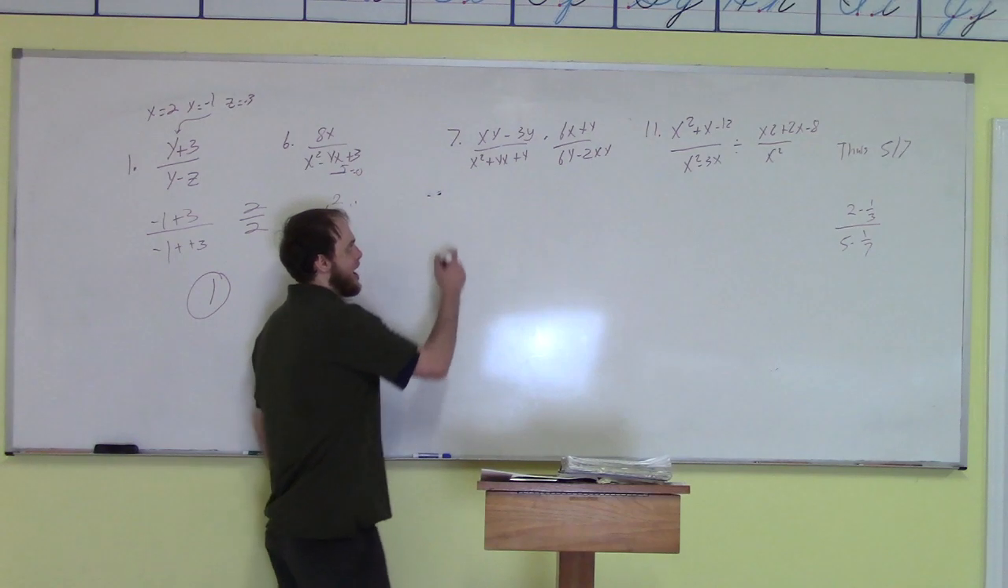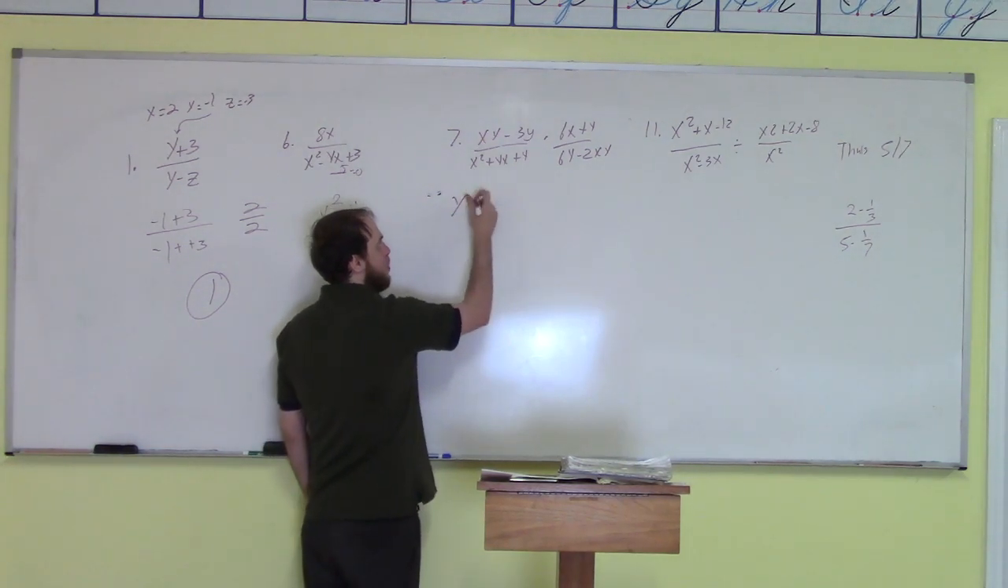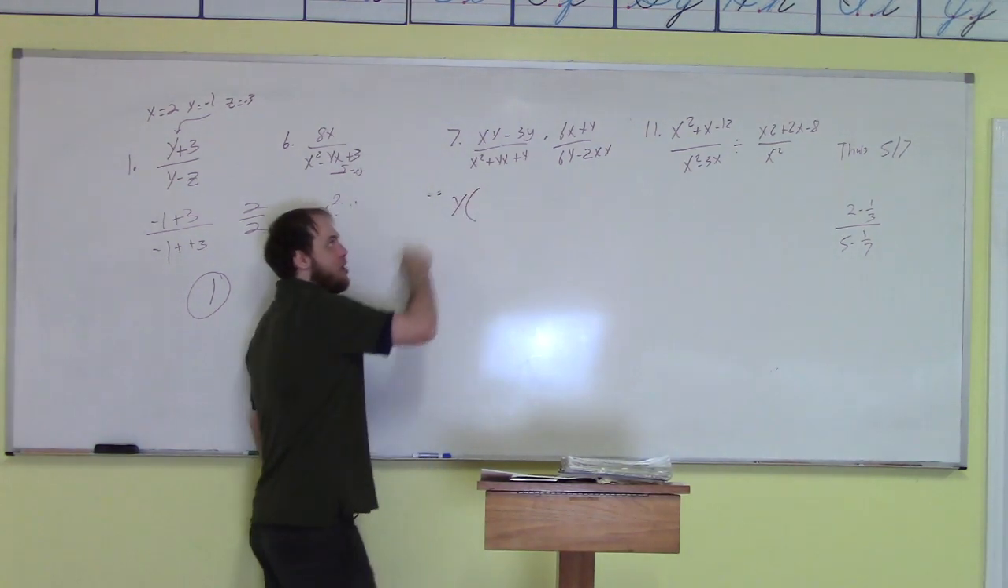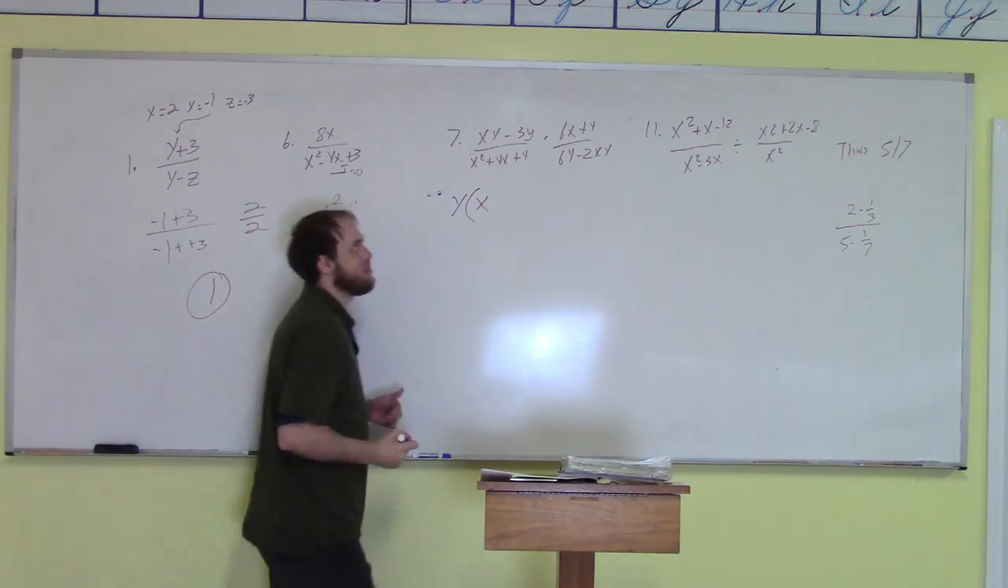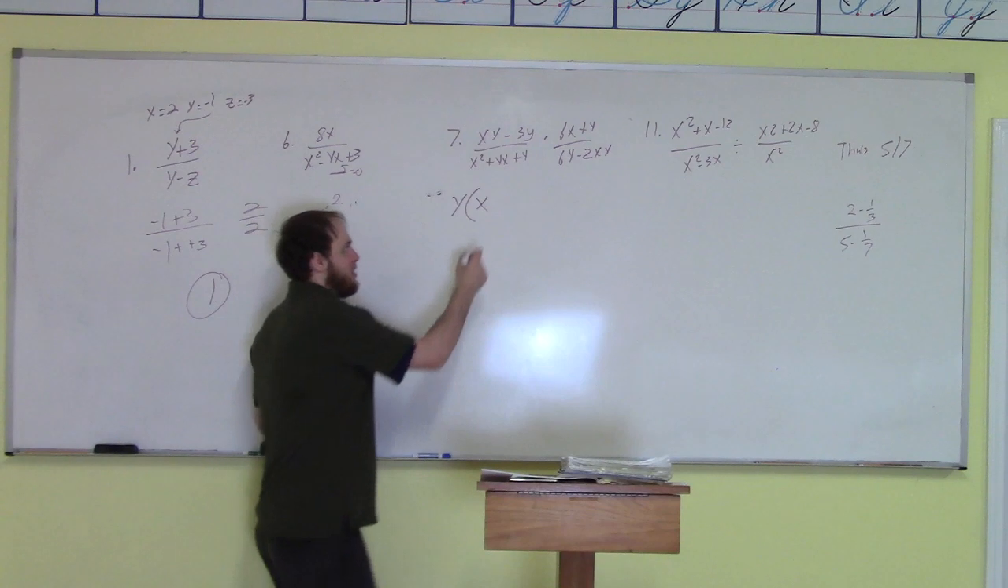So I can pull the y out. So that would be y times. So xy, you take that y out, that leaves just the x. Then you have a minus 3y. You took the y out, so that leaves just a minus 3.